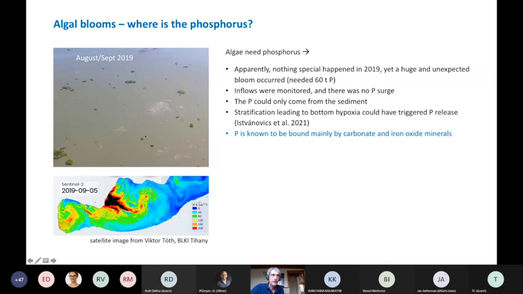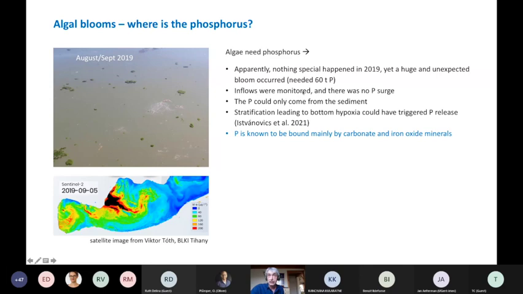So anyway, there was a large bloom of algae 2.5 years ago. It was really ugly. On the satellite image, you see there's a huge amount of chlorophyll forming. And the funny thing about this was that at first sight, nothing special happened. So no one expected this. And some people calculated that 60 tons of phosphorus was needed for this large bloom. And this is supposed to be a very nice, clean lake in which people swim all the time.